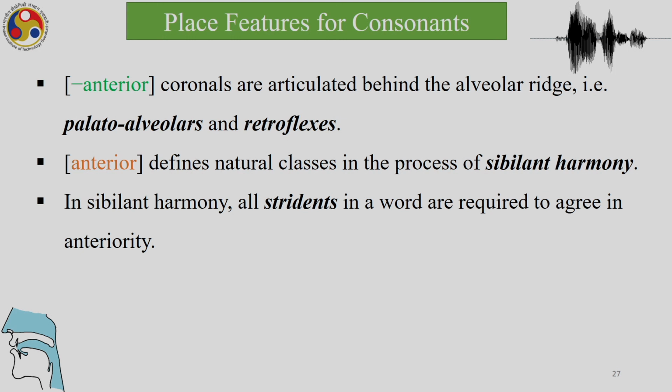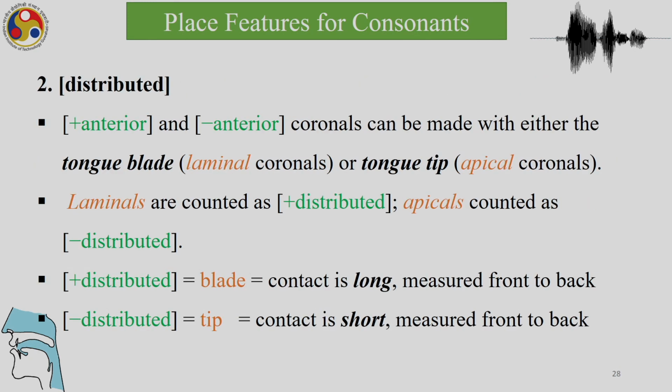Again, when phonological processes happen, they target only groups of sounds, and very often those groups of sounds have some phonological regularity, and that regularity is seen from the lens of features and can be explained by feature theory. If we talk about distributed, we have plus anterior and minus anterior coronals, which can be made with either the tongue blade or tongue tip, and laminals are counted as plus distributed, apicals as minus distributed. Plus distributed is when we have the blade of the tongue, and minus distributed is when we have the tip of the tongue.